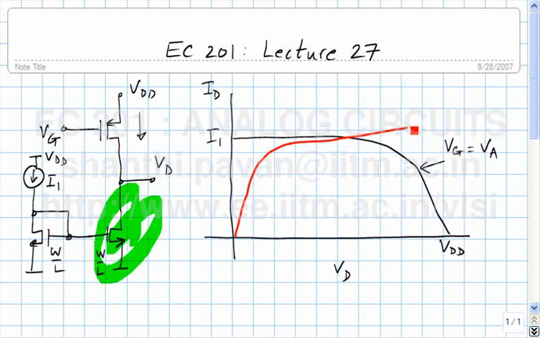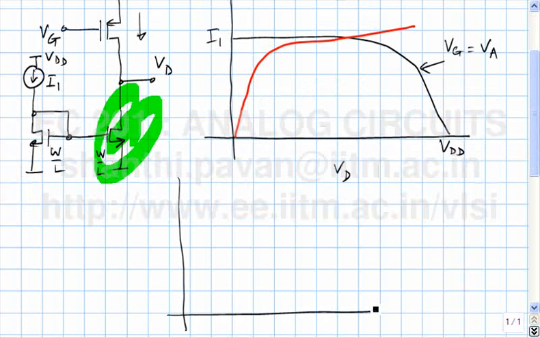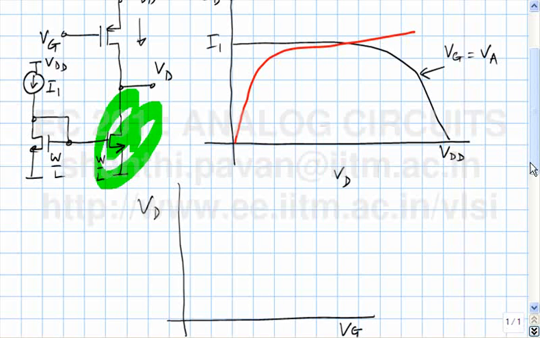If the lambda was 0, then in this portion the I versus V characteristic would be perfectly flat and parallel to the x-axis. So let's spend a couple of minutes and figure out not the small signal gain, but what the input versus output characteristic would be. In other words, let us try and plot VD versus VG. There is the input terminal, there is the output terminal. I go on varying VG from say 0 to VDD, and I would like to find what the output voltage does. So when VG is 0, what do you think happens?